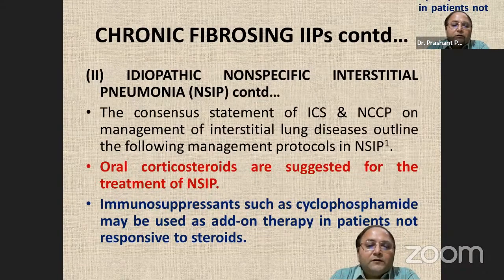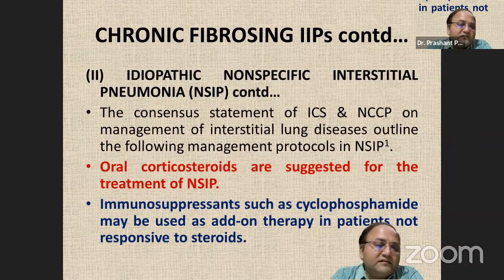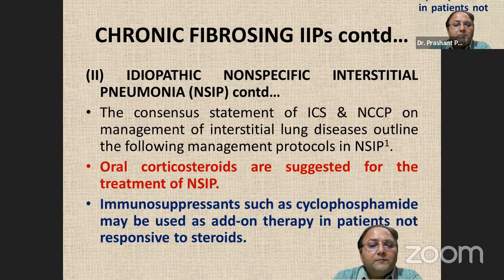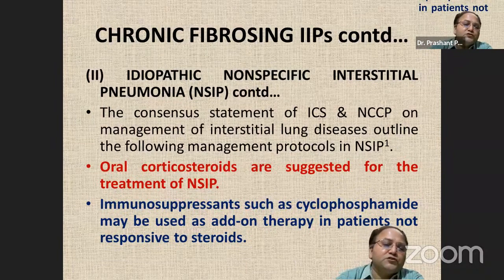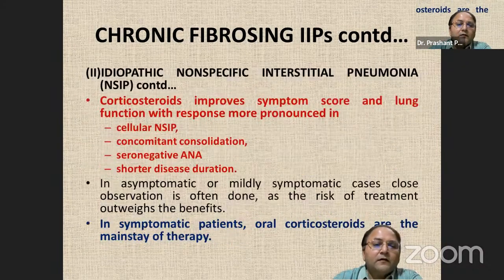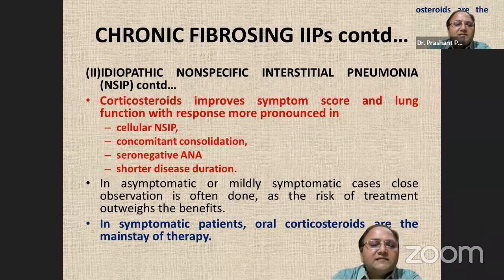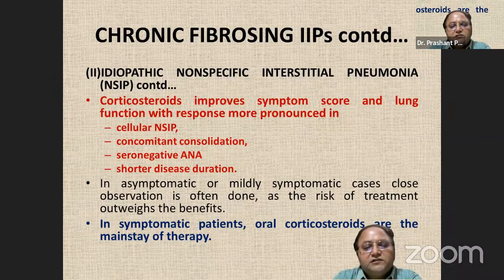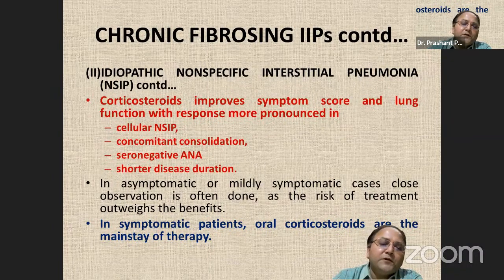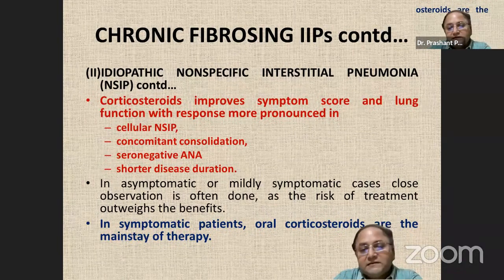The consensus statement, what does it say? It doesn't mention anything about antifibrotics in this condition, and oral corticosteroids are the cornerstone of treatment of NSIP. Immunosuppressants such as cyclophosphamide may be used as an add-on therapy in patients not responsive to steroids. Corticosteroids improve the symptom score and lung functions, with response more prominent in cellular NSIP, concomitant consolidation, seronegative ANA, and shorter disease duration. In symptomatic patients, oral corticosteroids are the mainstay of therapy.